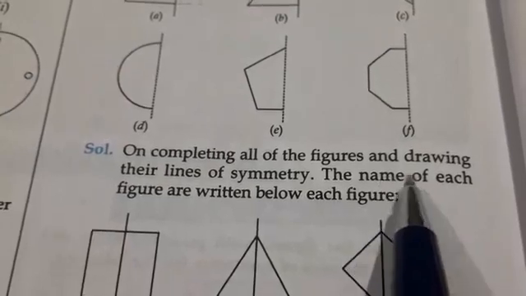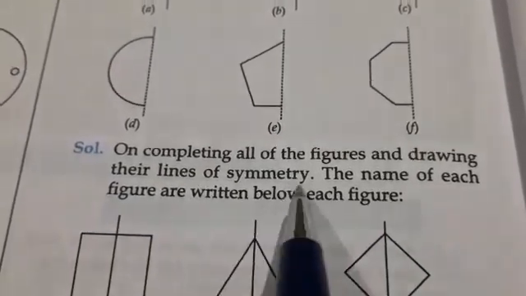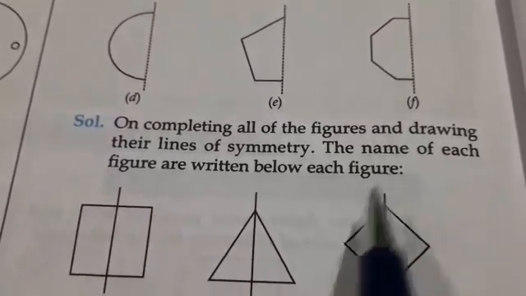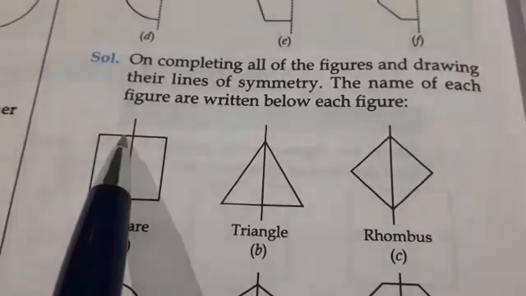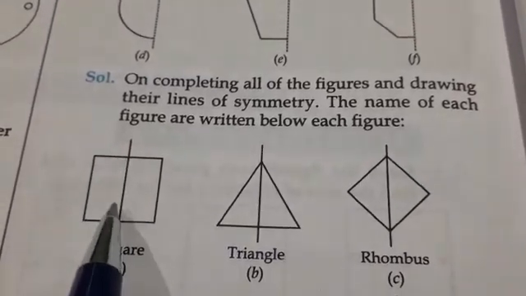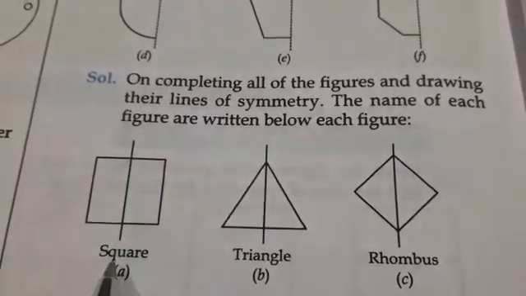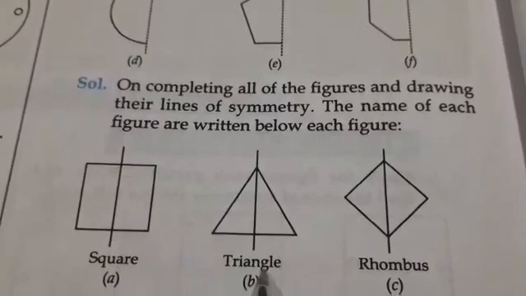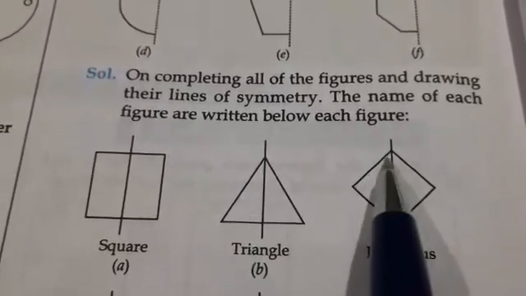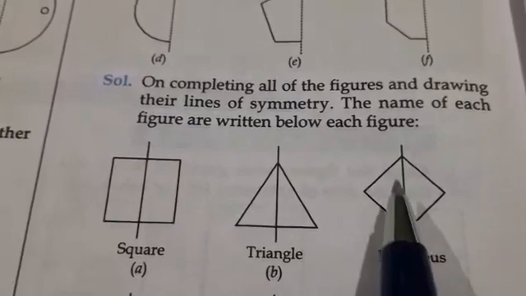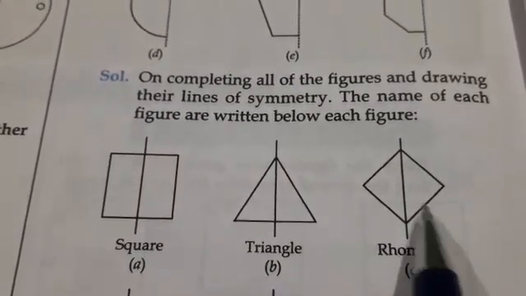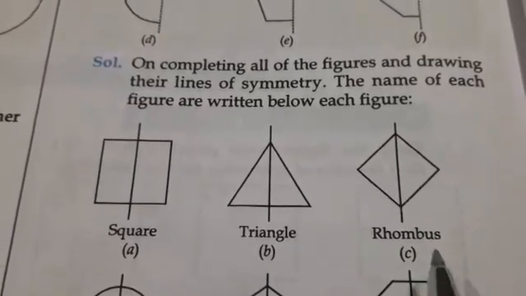Now we see it. On completing all the figures and drawing their lines of symmetry, the name of each figure is written below each figure. Here half part of this figure is given in the question, and when we complete it, it becomes a square. It becomes a triangle. When we complete this figure, half part of this figure is given in the question. So after we complete it, it becomes a rhombus.